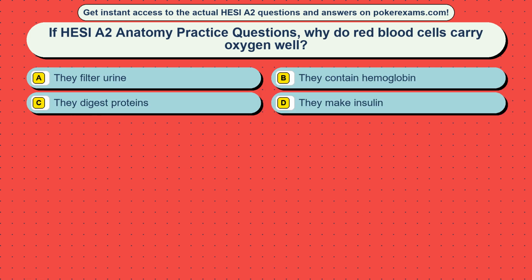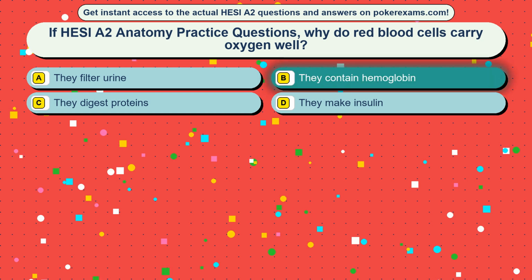Question 20. If HESI A2 anatomy practice questions, why do red blood cells carry oxygen well? Option A, they filter urine. Option B, they contain hemoglobin. Option C, they digest proteins. Option D, they make insulin. The correct answer is option B, they contain hemoglobin.